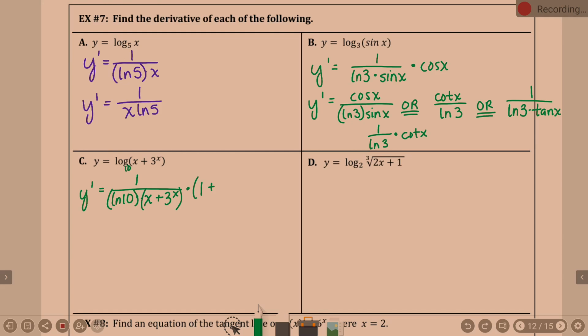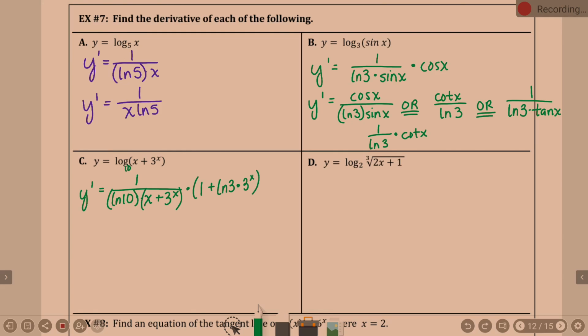No, we just learned this rule. This is rule 1 in this group. This is the rule we were just practicing on the previous page. It's a natural log of 3 times 3 to the x.